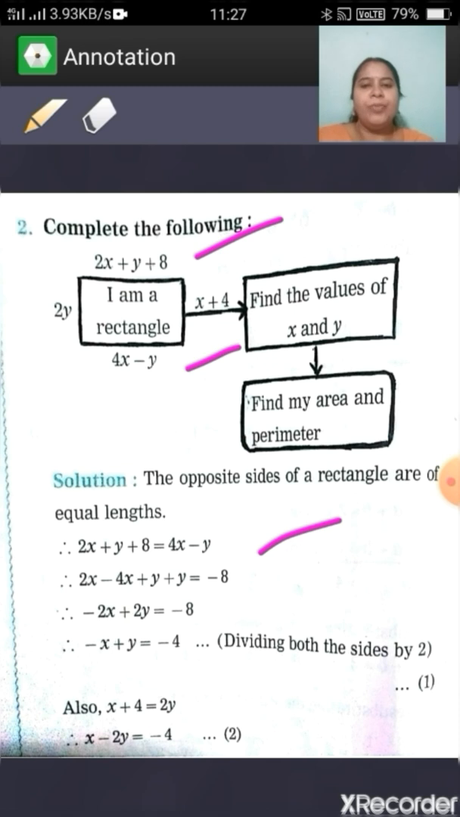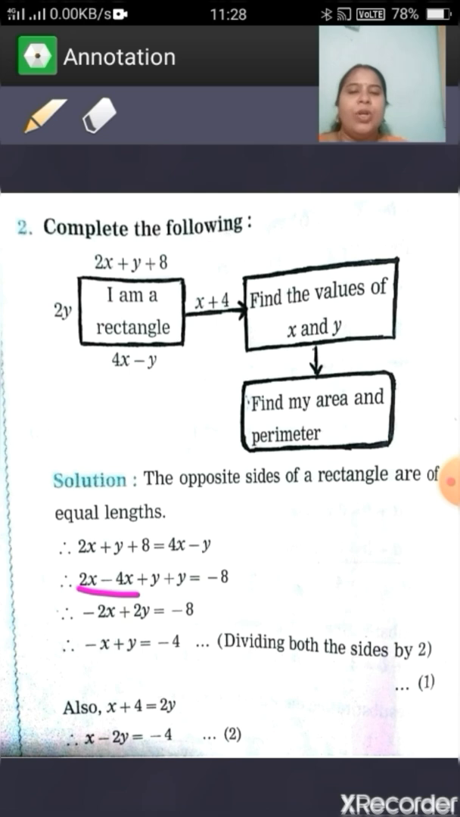Our next step should be to shift all these terms to the left hand side and shift this constant to the right hand side. So we will get 2x minus 4x plus y, and that minus y from the right hand side will be shifted to the left side. It will become plus y again, and that will be equal to, shift that plus 8 to the right side, it will be minus 8. So after this we get 2x minus 4x equal to minus 2x, and then plus y plus y is nothing but plus 2y is equal to minus 8.